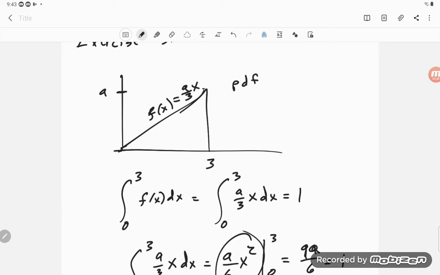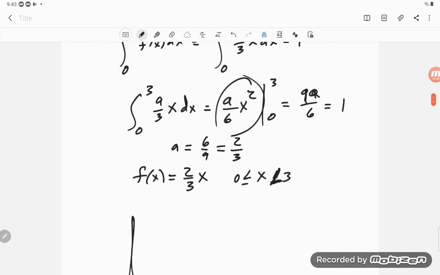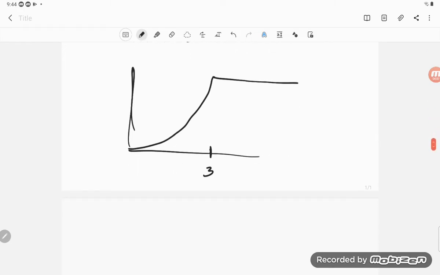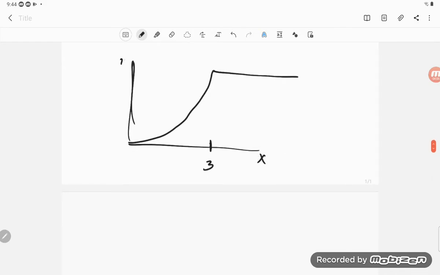But then the slope is increasing. Again, this is the slope of the CDF, and so the slope starts at 0 but gets bigger and bigger and bigger. It sounds like a quadratic kind of, right? And so I would get something that looks like this. There's 3, and then it would take off flat after that. So there's x, and there's y, and there's my CDF.